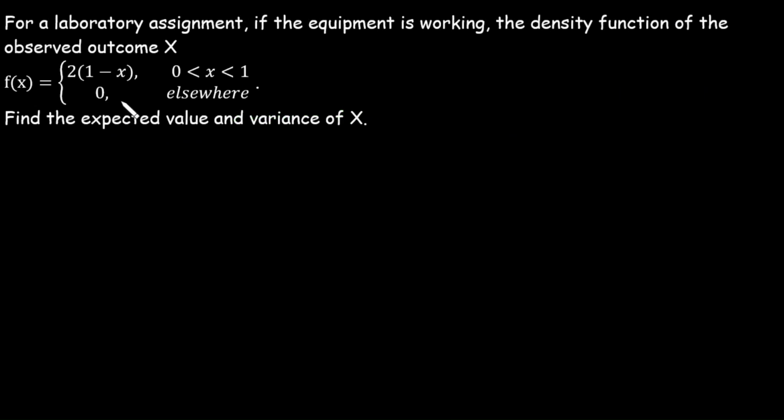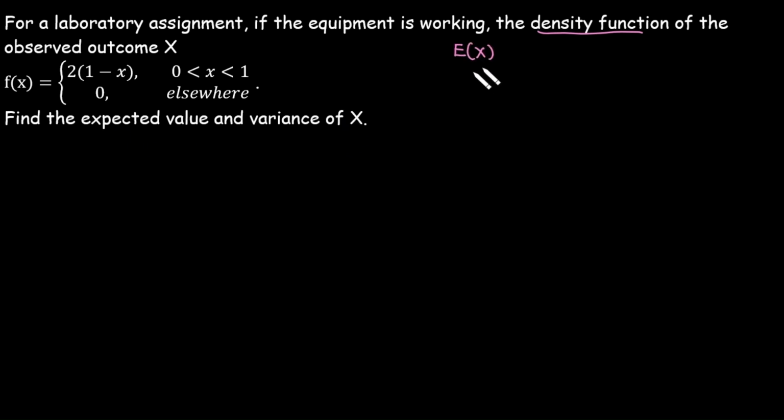Now the third question we have, for the laboratory assignment, if the equipment is working, the density function of the observed outcome x is given by this form. Find the expected value and the variance of x. So again identify whether this is a continuous random variable or a discrete random variable. So from the function also we can observe, that is a continuous random variable. Even this word is mentioned, that is a density function, that is only for the continuous random variable. So we need to calculate the expected value and the variance of this random variable.